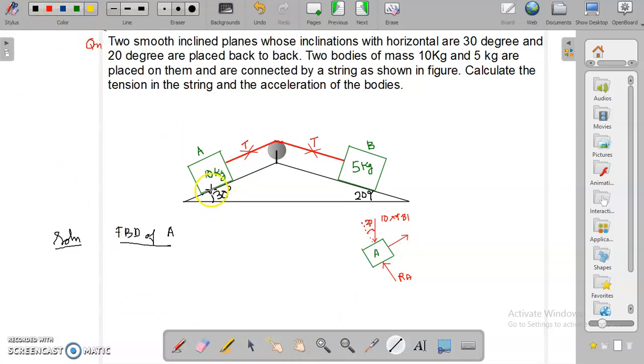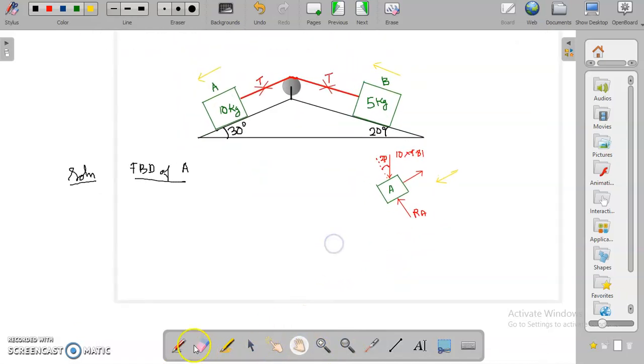And what is the motion of the system? Whichever weight is more massive will move downwards and the lighter one will move upwards. So here A will move downwards and B will move upwards. So the motion will be like this. This will be the direction of motion, and here also the direction of motion will be like this. So we will consider the equations.